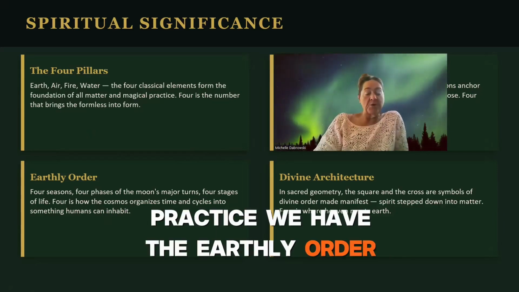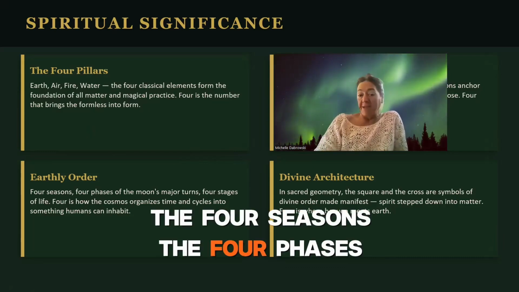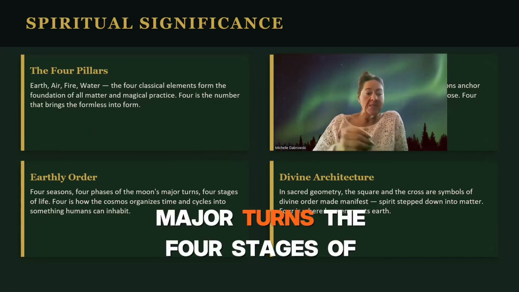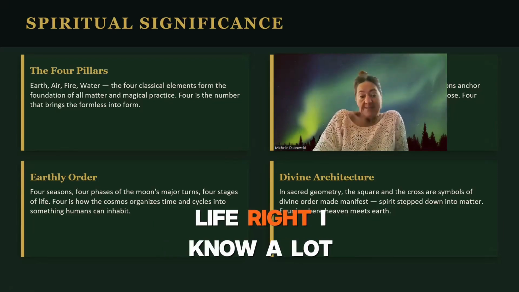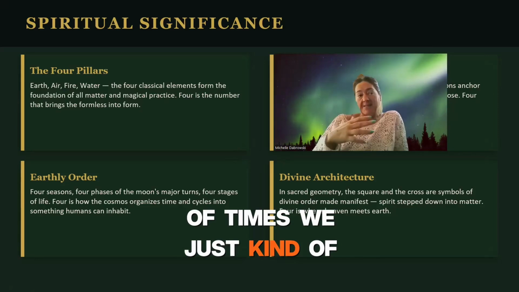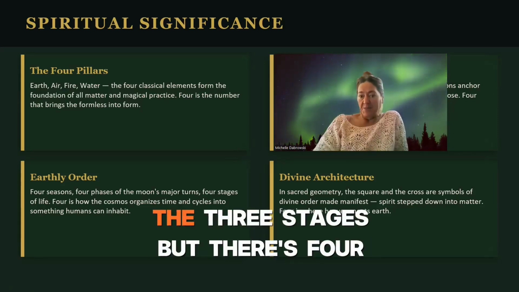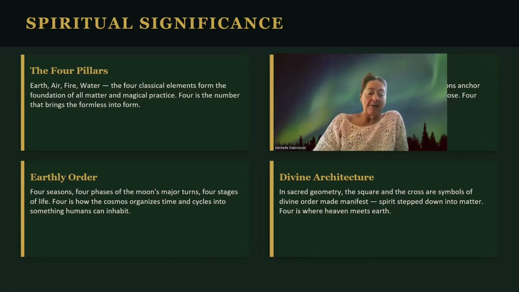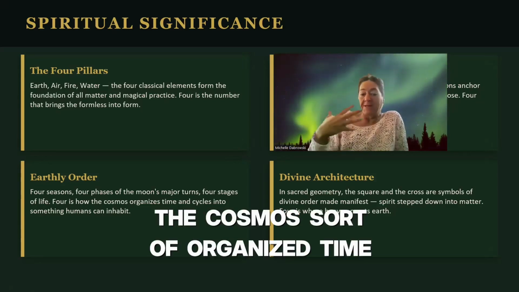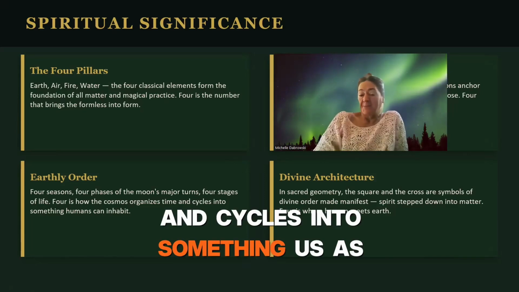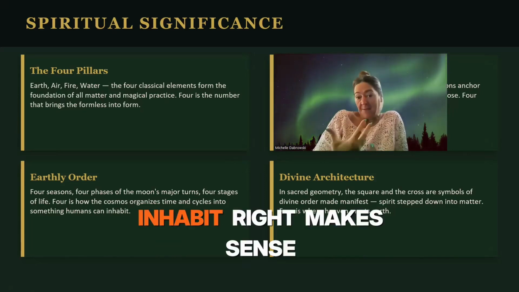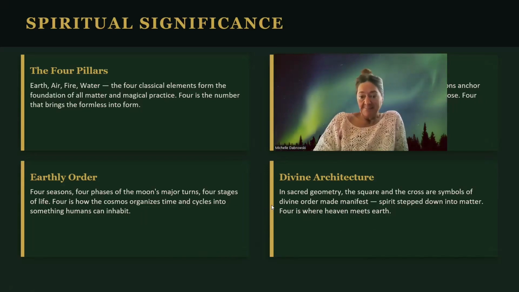We have the earthly order, the four seasons, the four phases of the moon's major turns, the four stages of life, right? I know a lot of times we just kind of simplify it into the triple goddess, the three stages, but there's four. Four is how the cosmos sort of organizes time and cycles into something us as humans can inhabit, right? Makes sense.